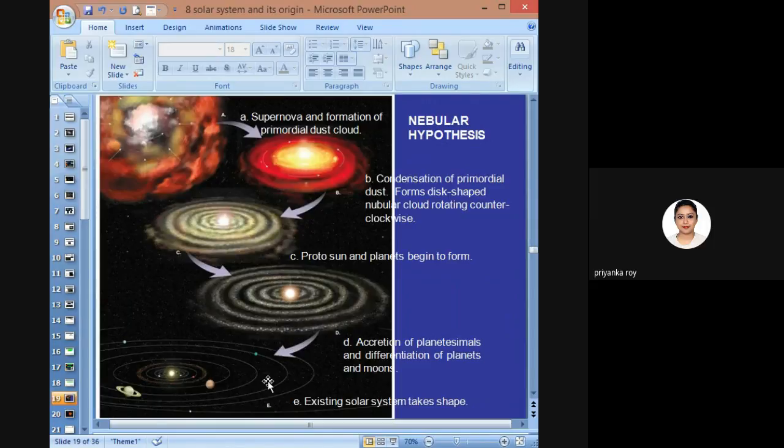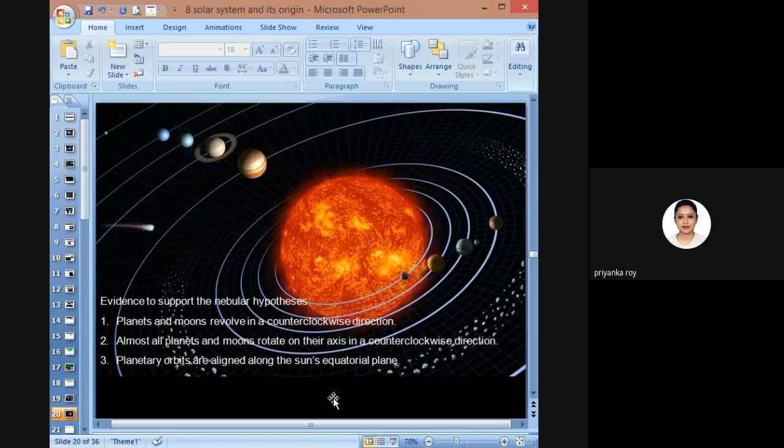They consolidated and became planets. Evidence supporting the nebula hypothesis is that the planets revolve in a counterclockwise direction. Almost all planets and moons rotate on their axes in the counterclockwise direction. Planetary orbits are also aligned along the sun's equatorial plane.